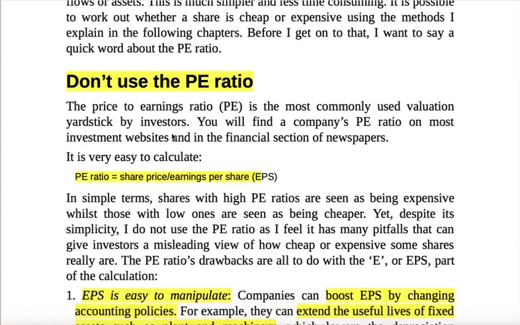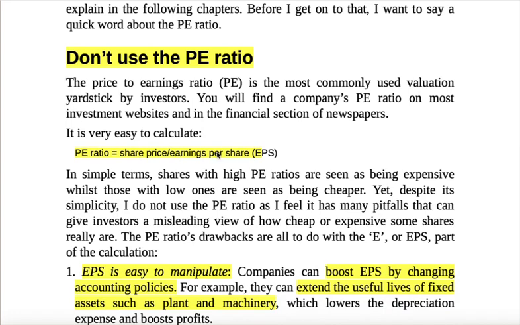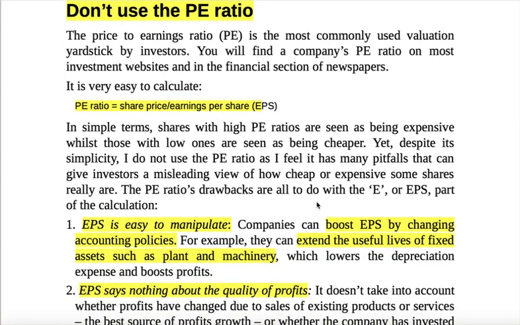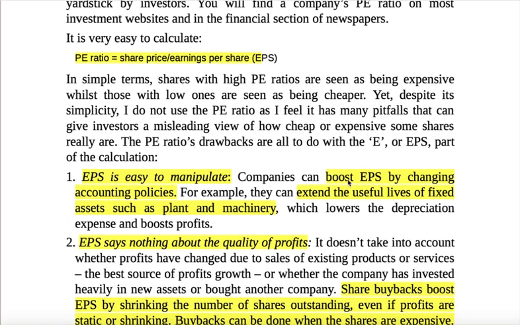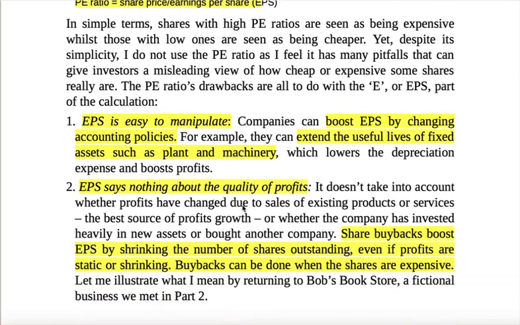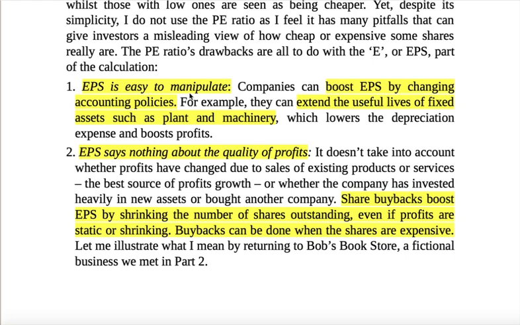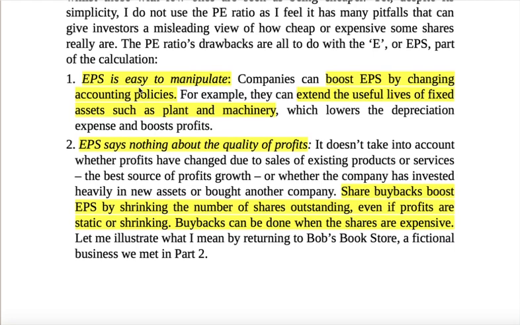Then he says, don't use PE ratios, because the PE ratio is share price divided by earnings per share. EPS is very manipulative. EPS can be boosted by changing accounting policies. For example, the useful life of fixed assets like plant and machinery can be reduced or increased. Suppose the depreciation is over 5 years, so in 5 years your plant and machinery gets to zero. Then you say no, it will get to zero in 15 years. So depreciation will go down and your profit will go up. So don't use PEs, he says, because EPS is very easy to manipulate.